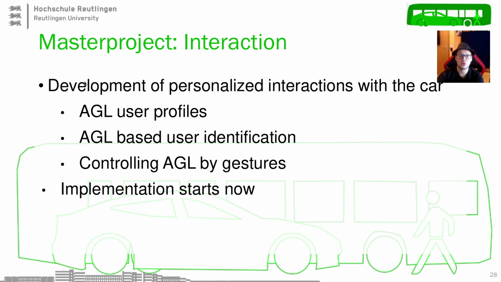The second group works on the interaction with the car, and for that we want to develop personalized interactions with the car. We would use the user profile of AGL and the user identification, and then the user could create special gestures or customize the car for themselves. And this implementation also starts now.